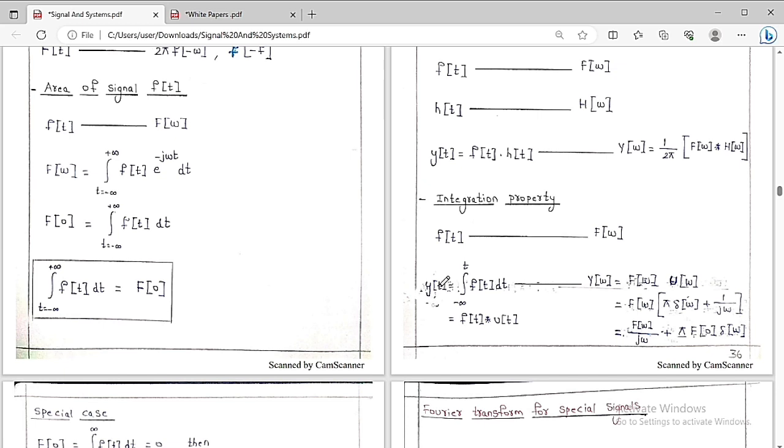It is nothing but y of t, I am going to assume. So this we can write as f of t convolved with u of t. Convolution in the time domain leads to multiplication in the frequency domain. So Y of omega is equal to F of omega into U of omega. And you know the Fourier transform of the unit step signal, which we just studied, is pi into delta of omega plus 1 by j omega. So I have taken F of omega inside. We are going to get F of omega by j omega plus pi into F of 0 into delta of omega. So this is the expression that we are going to get.